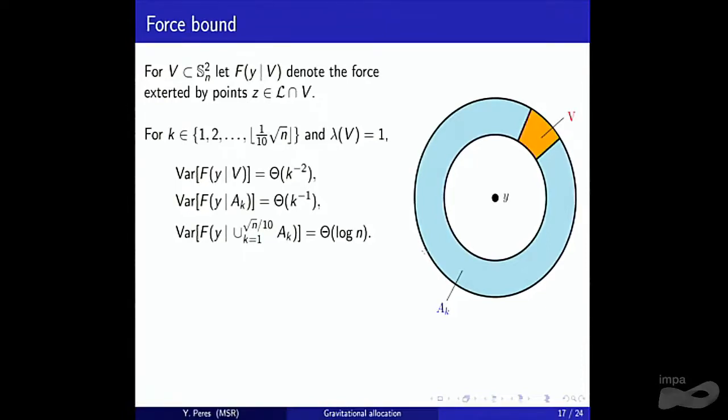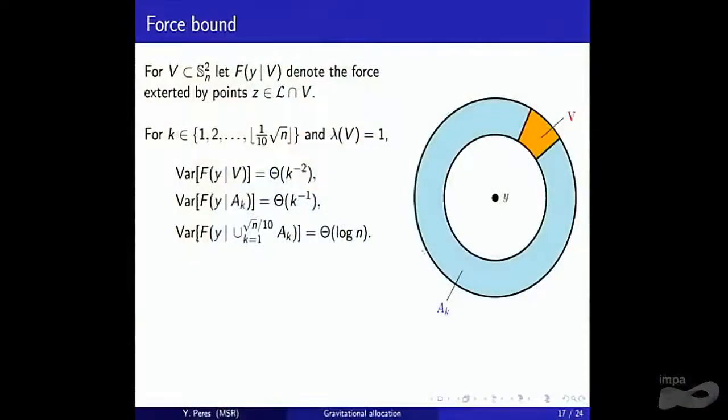Because these are approximately independent, you get that the variance in the whole ring is going to be 1 over k, because in each such region you get 1 over k squared, and this is a ring of area k, so the total variance from the ring is 1 over k, and now when you sum over k, you're going to get log n.